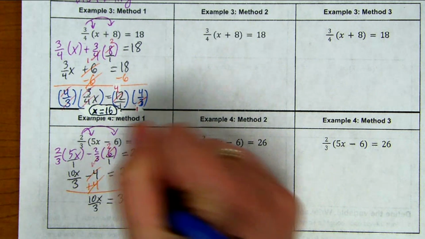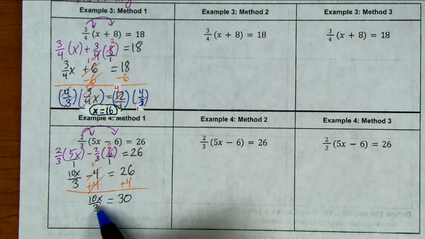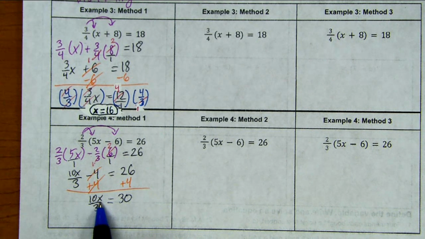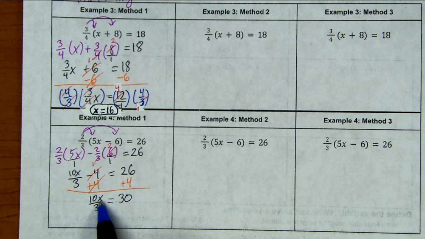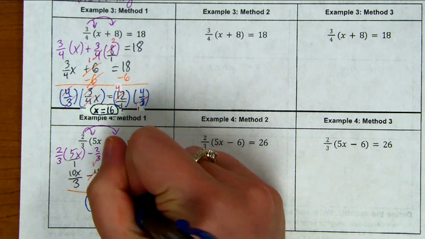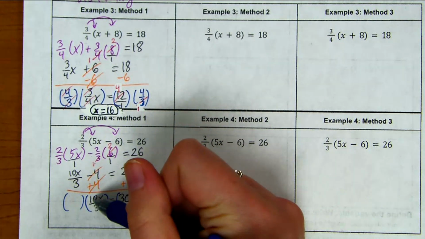Now at this point, we can go ahead and either divide by 10 and multiply by 3 to get rid of these two numbers, or this is really just 10/3 times x. So just as before, rather than dividing by 10/3, since it's difficult to divide by a fraction, we can instead multiply both sides by the reciprocal. So the reciprocal of 10 over 3 would be 3 over 10.